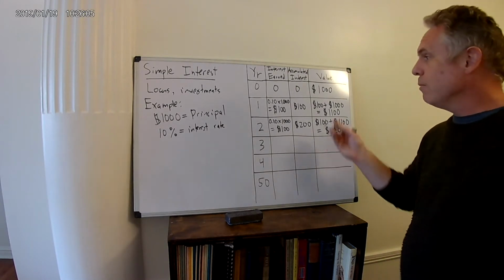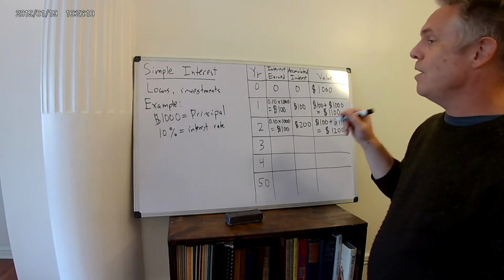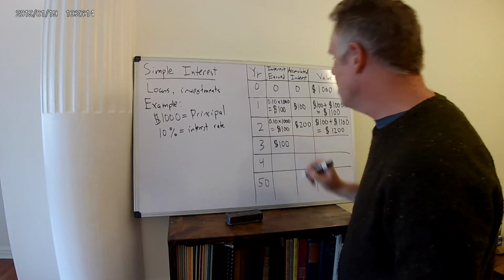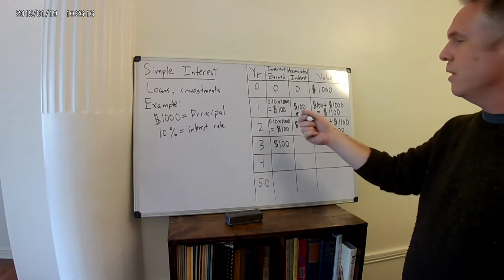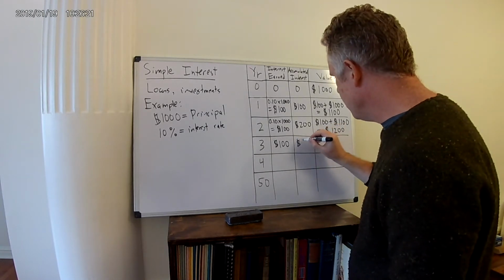Let's go to year three. I'm not going to go through the details of the calculation, but hopefully you guys can see in year three, your interest earnings are also $100. Okay, and it's the same formula. We're always earning 10% of the principal. The accumulated interest in year three is $300.